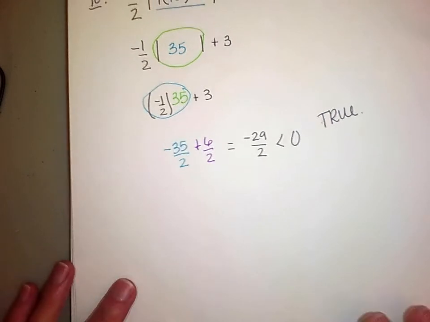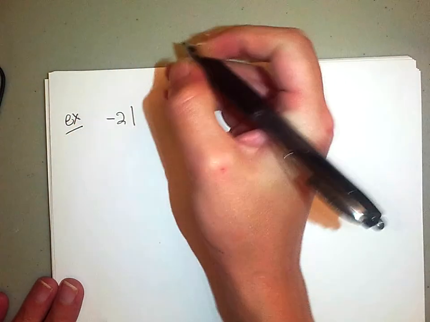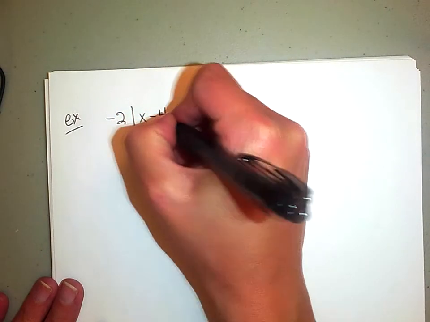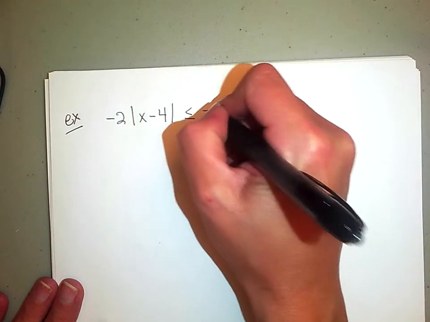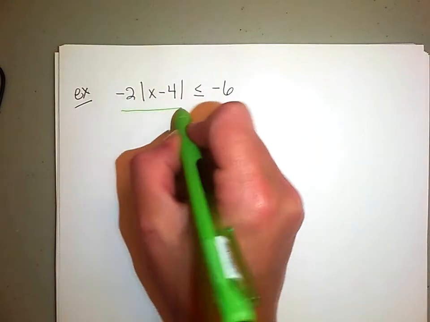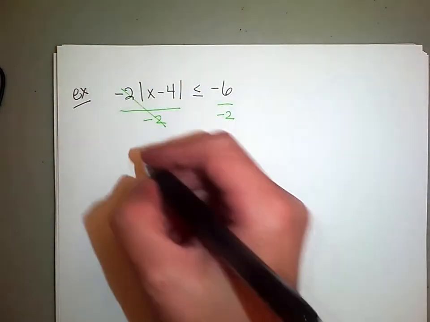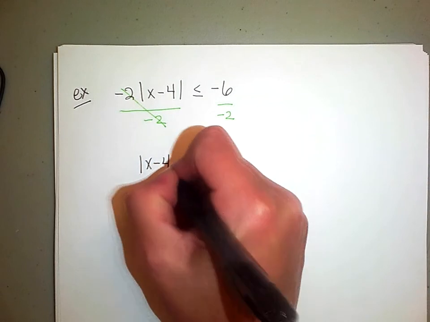All right, let's try another one with the absolute value. Negative 2 times the absolute value of x minus 4, where is that less than or equal to negative 6? Okay. So again, we're going to have to isolate the absolute value. And right now it's being multiplied by this negative 2, so let's divide by negative 2. Then those will cancel. And on this side we have the absolute value of x minus 4.